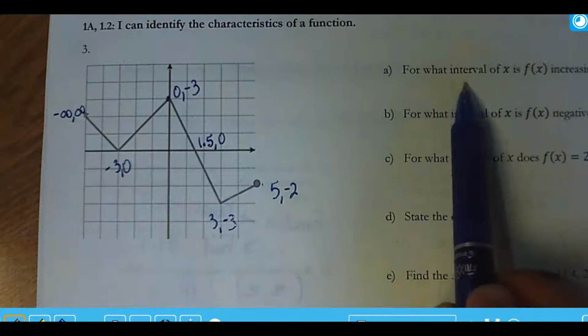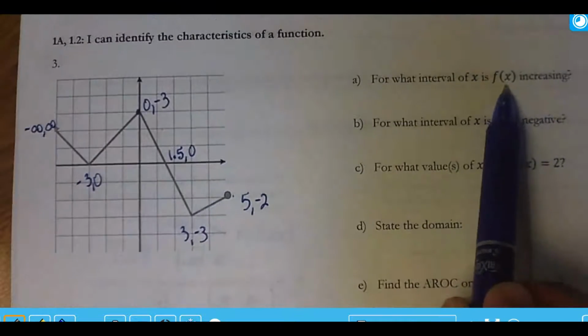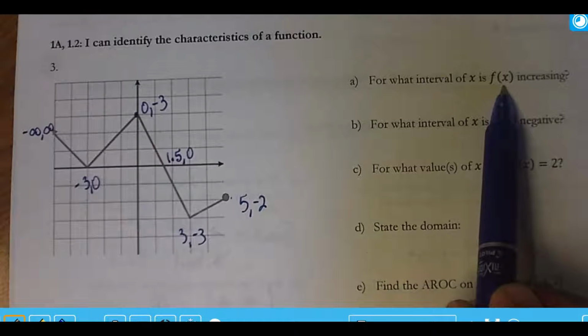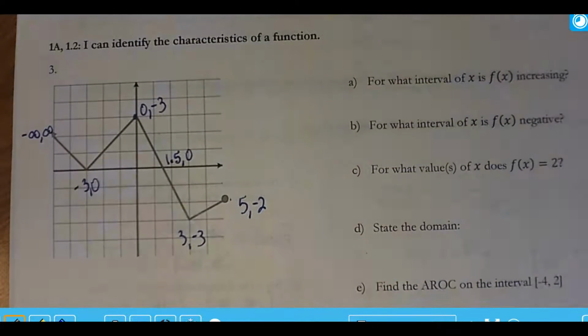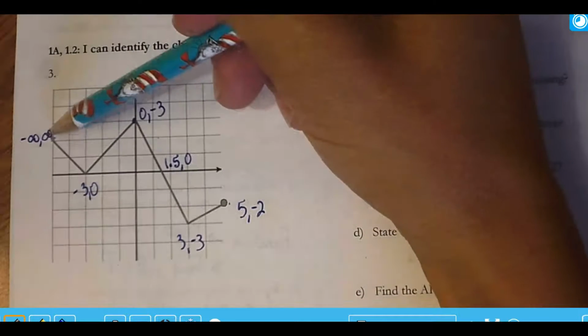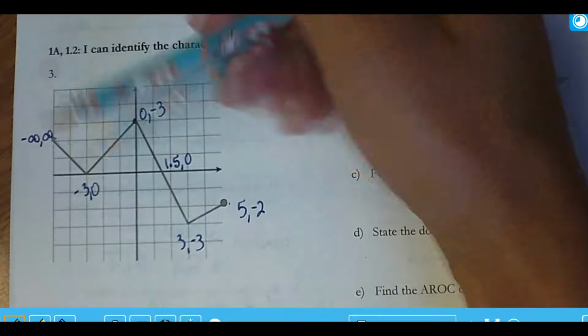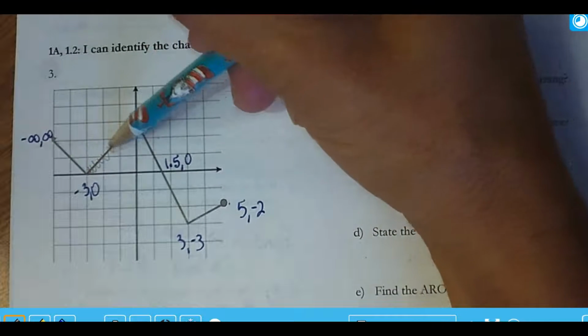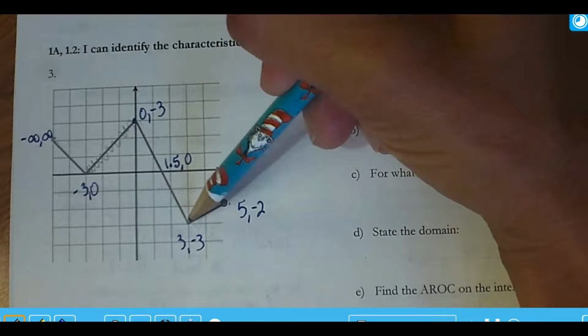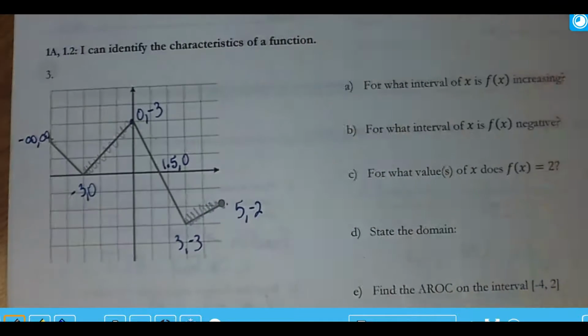So for what interval of x is f of x increasing? So what I'm going to do is, while I'm answering increasing, I'm going to throw in there decreasing as I go through this. Okay? So I'm grabbing a pencil, something that I can erase with. So right now, left to right, my y's are decreasing. Now they're increasing, now they're decreasing, and now they're increasing. And because I'm using pencil, I'll be able to erase this.